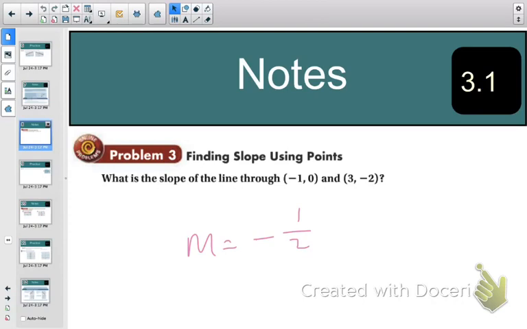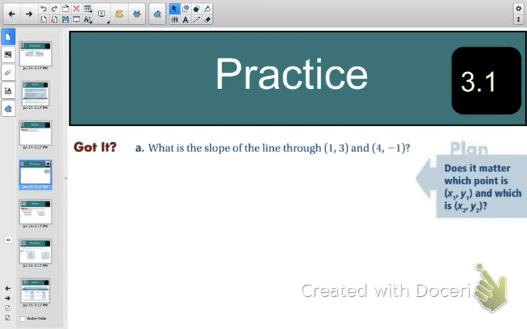My bad. Anyway, use the slope formula to try this one. So you've got these 2 points, (1, 3) and (4, negative 1). Go ahead, 3, 2, 1, pause. Alright, so we should have got negative 4/3 here, because I did negative 1 minus 3, and then 4 minus 1, negative 4/3. Hopefully you got that.